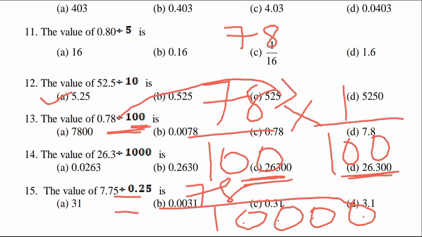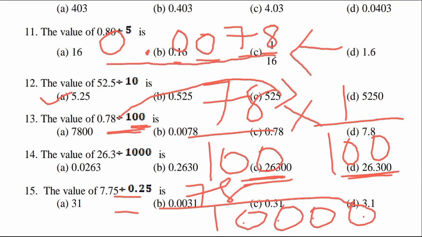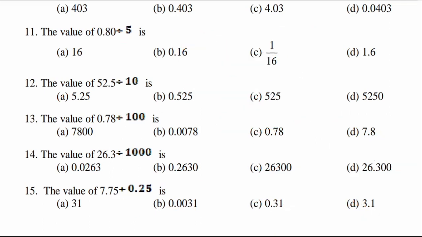4 zeros are given, no? So we count 4 digits from the right-hand side. 1, 2. Then we write 2 more zeros to make it 4 digits. Right? Now we have to put the decimal point, and then we write 0. So the answer is 0.0078, and here it is given in option B.